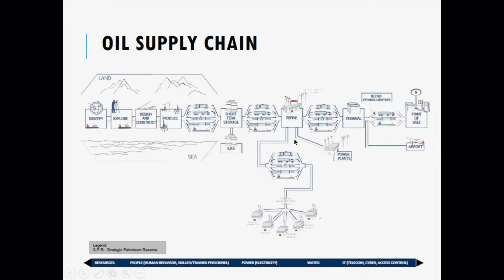And as you all know, we have airports, and aeroplanes also need a fuel called jet fuel. Even that jet fuel is one of the byproducts of the crude oil. That is, we get it from the refining.